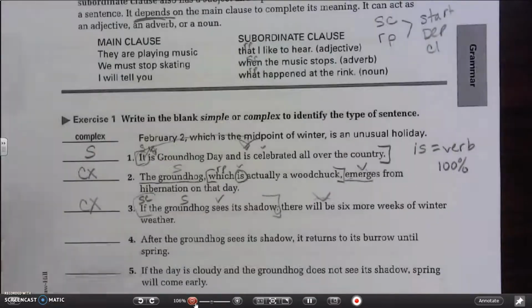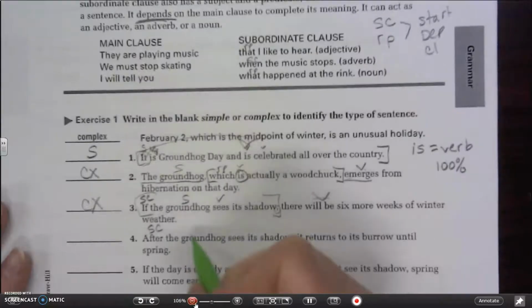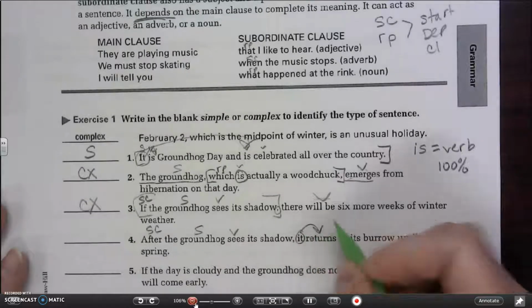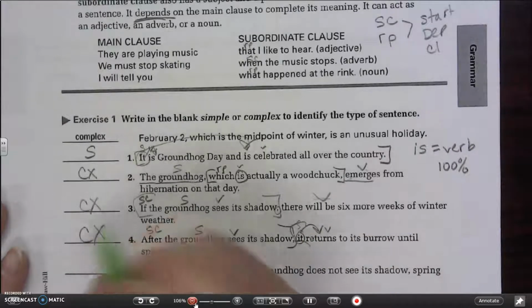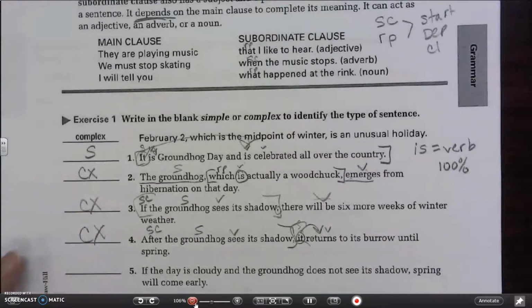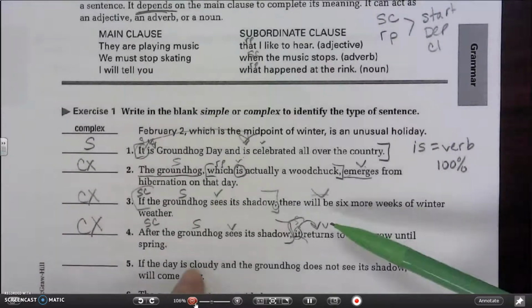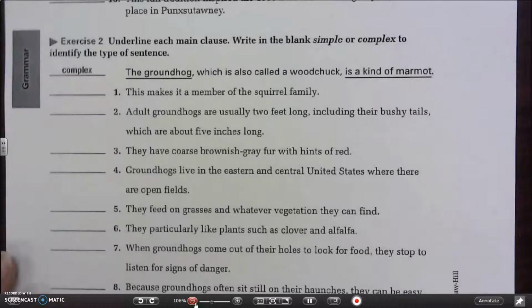I don't have to determine which clause is which or anything like that yet. I just need to determine, is it a simple sentence or is it a complex sentence. Here's another subordinating conjunction, and it's groundhog sees its shadow. There's it, does what, returns. So I've got another subject and another verb. So how many clauses? I have two, which makes it a complex sentence. Remember that this stuff's not graded. This is what I'm looking for, but this is how you think it out and how you make your answer correct.